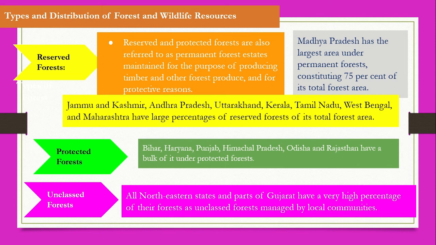The state of Madhya Pradesh has the largest area under permanent forest, constituting 75% of the total forest area it has. So Madhya Pradesh has the major share of permanent forest. As we just discussed, permanent forest means we are calling the reserved forest and the protected forest together permanent forests. The rest of the states which have permanent forests are Jammu and Kashmir, Andhra Pradesh, Uttarakhand, Kerala, Tamil Nadu, West Bengal and Maharashtra, which have a large percentage of reserved forest of their total forest area. So the major forest area comes under Madhya Pradesh, where it is around 75%.